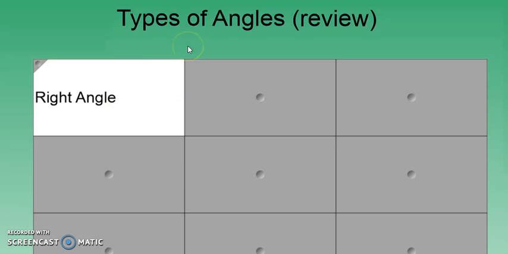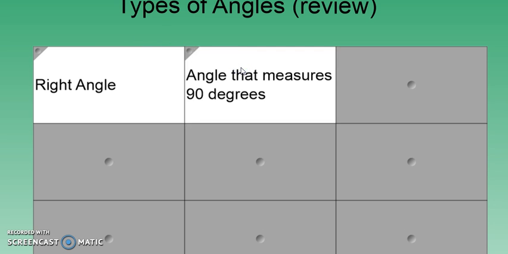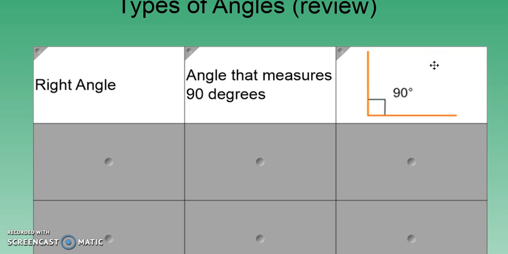And the first one we're going to talk about is a right angle. Now you want to just draw a table, 3 columns, and we'll go through all the types of angles. So a right angle is an angle that measures 90 degrees. And then we have a picture. Remember that we put this box in the angle, and that's what's going to signify that it measures 90 degrees.